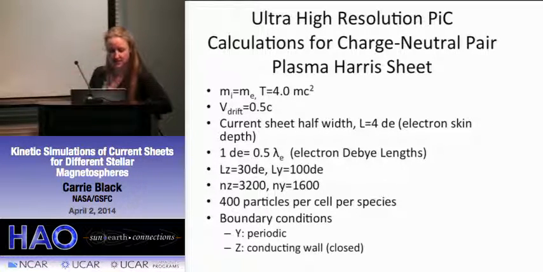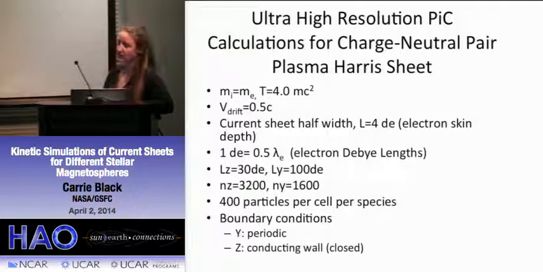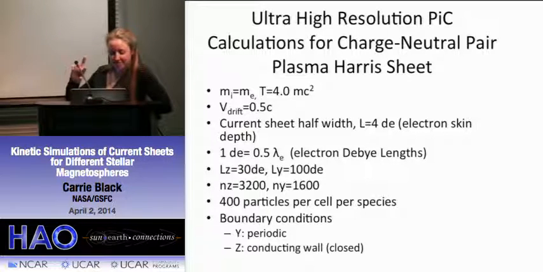So let's see, the temperature was about 4 times the rest energy. Current sheet half width is 4 electron skin depths. And for this particular set of circumstances, 1 Debye length is half of a, 1 electron skin depth is half of a Debye length. So there's something very interesting that can happen with the relativistic plasmas, which is that the Debye length can actually be larger than a skin depth. If your temperature goes up enough, the regimes flip, which is fascinating and strange all at the same time.